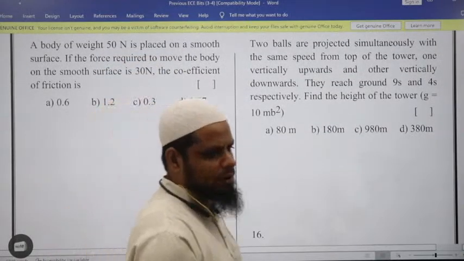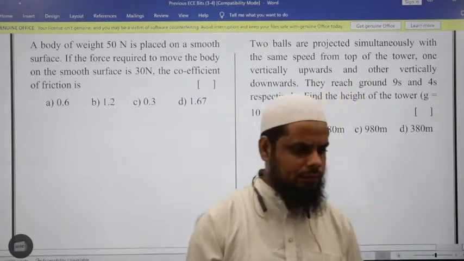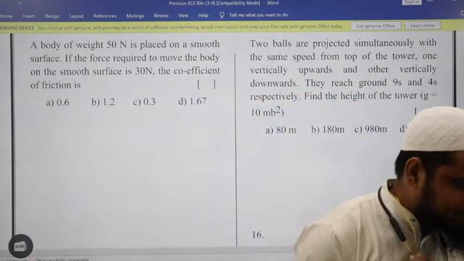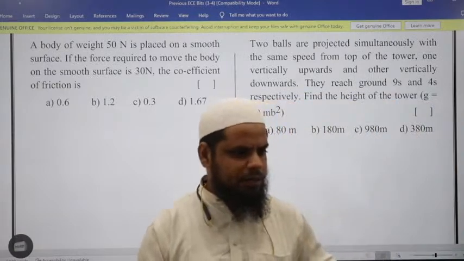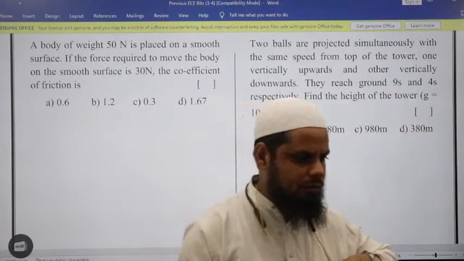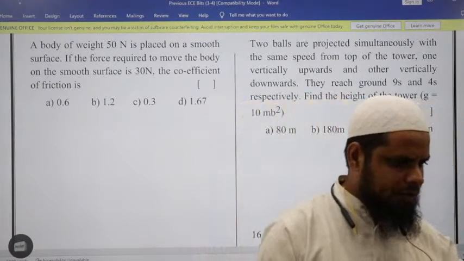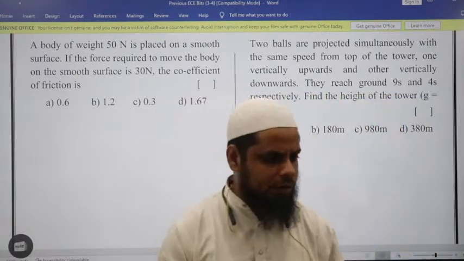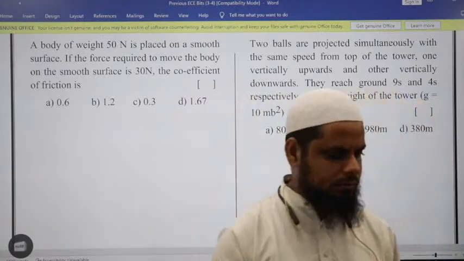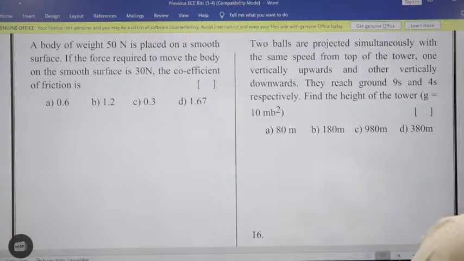One or two theoretical bits are there. I am not getting your response. Please, are you getting my sound? No one is giving a response, so I am unable to understand whether you are getting my voice or not. Prakash, are you there?